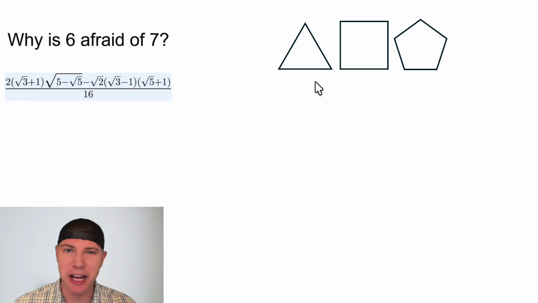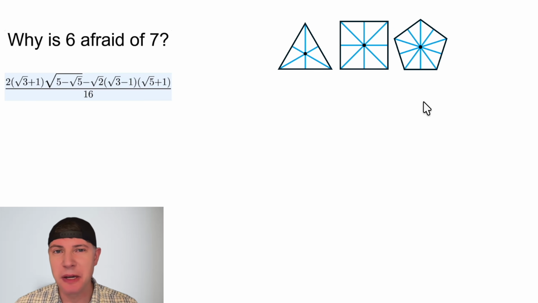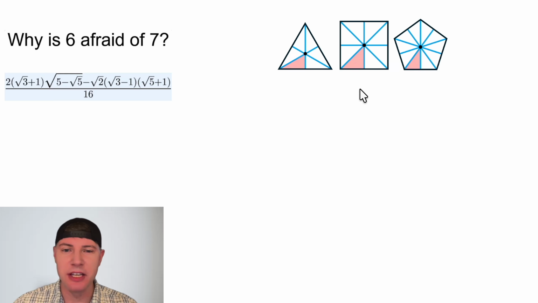Let's start with an equilateral triangle, a square, and a regular pentagon. Let's construct all the lines of symmetry and that'll make multiple congruent triangles in each of the figures. Let's pick one of them. It doesn't matter which one. Let's do these right here.